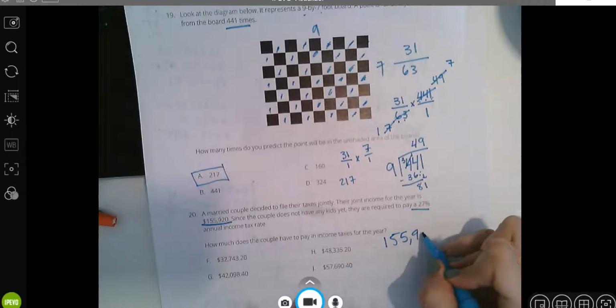Ooh, okay, some icky numbers. I have a strategy for this, though, because I really don't want to solve this problem. That seems like a really long multiplication problem. If you want to do it that way, go right ahead. You're going to get the right answer. But I'm going to use my benchmark percents to try and make this easier on myself. So I have $155,920. I'm trying to find 27% of that.